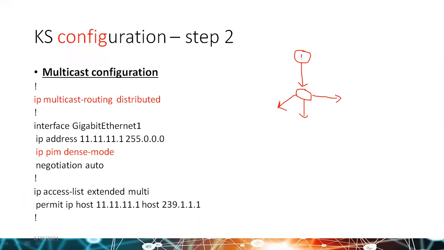So again, this router KS will push the multicast configuration in IP PIM dense mode to this router, and this router will flood the packet out of all its interfaces. But it comes with a catch. The catch is this router will not always flood traffic out of all interfaces except the one it received it on, and it is stopped.